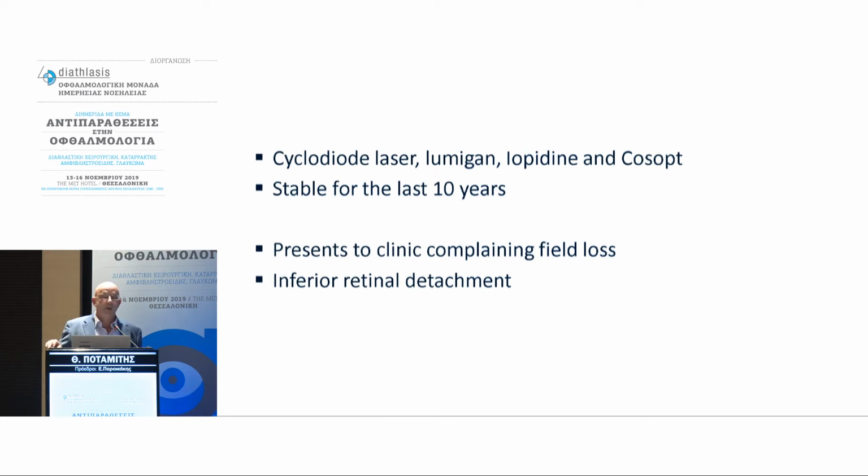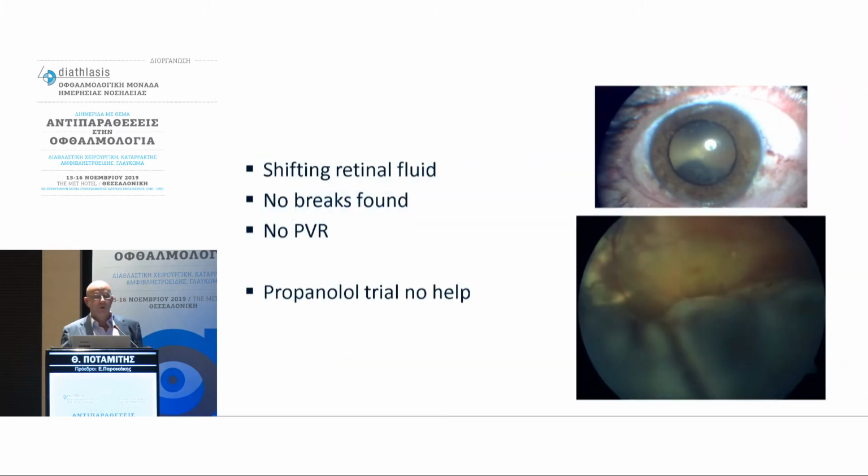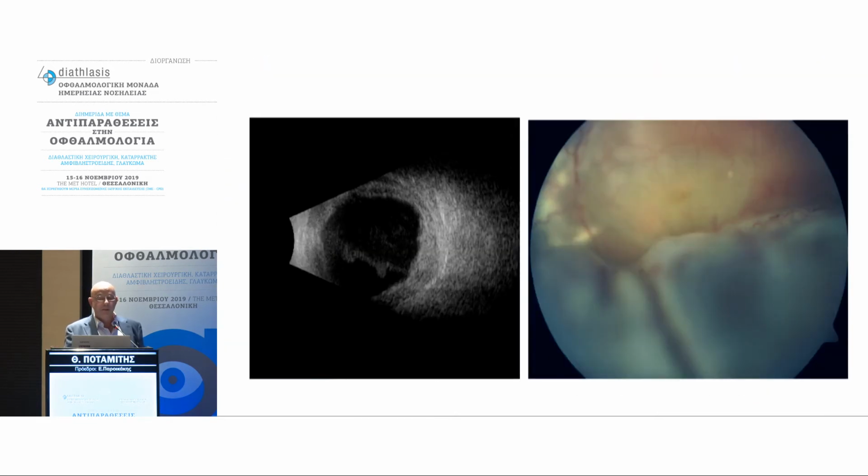He was treated with cyclodiode laser and medical treatment, and he had good control. And then his parents brought him one day and said that he had lost his navigation vision. So he had this large inferior serous retinal detachment from his hemangioma. There were no breaks to be found. We gave him some propranolol, and he didn't respond. And as time went by, things got worse, and you can see on the ultrasound scan how thick his hemangioma is.